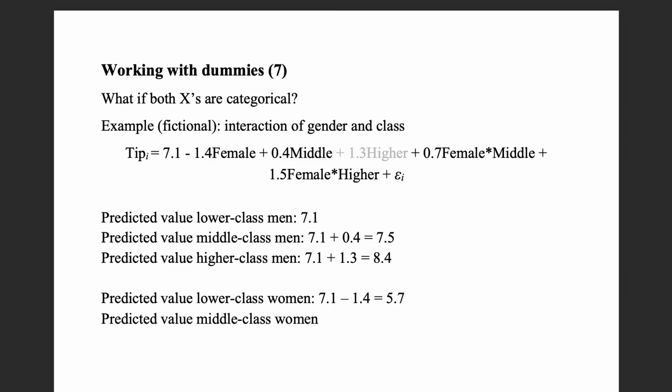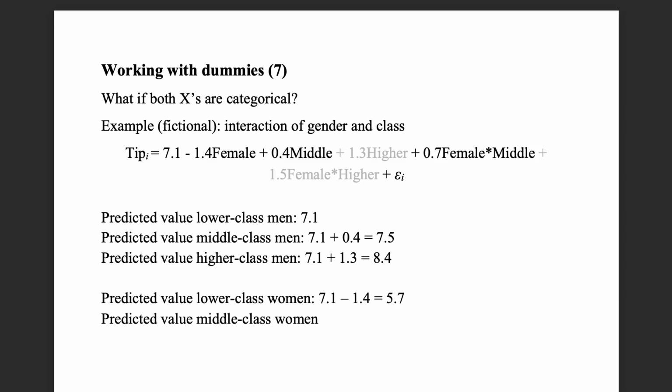We have to keep the interaction term, so plus 0.7 times female times middle class, because they score a 1 on the female dummy and a 1 on the middle class dummy. So that's 0.7 times 1, which just works out to 0.7. But we can also drop the last part of the model, the second interaction term, because they score the value 0 for the higher class dummy. So the second interaction term is also multiplied by 0.